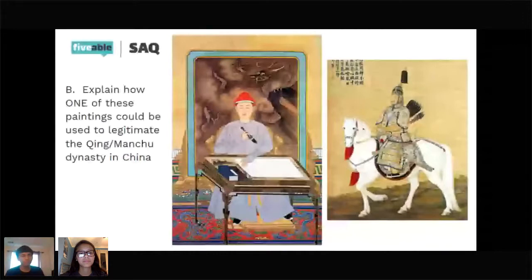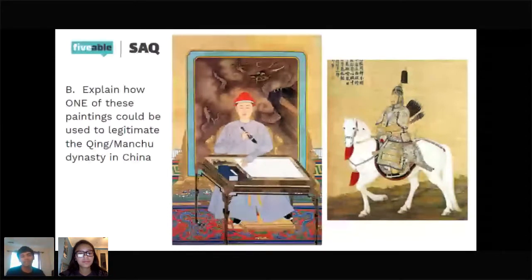So it says here, explain how one of these paintings. You just pick one. You can pick the left painting. You can say the Kangxi Emperor is implied to have limitless wisdom, or he's shown to be educated. He is capable of leading the country through knowledge gained from reading texts and all. So you don't have to overthink the scenario. You just use the first thing you see in the painting. So you can say that, or you can pick the right painting.